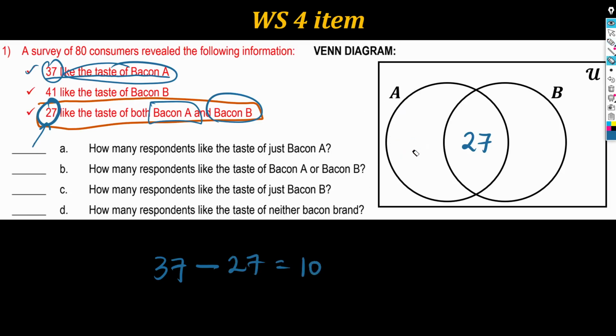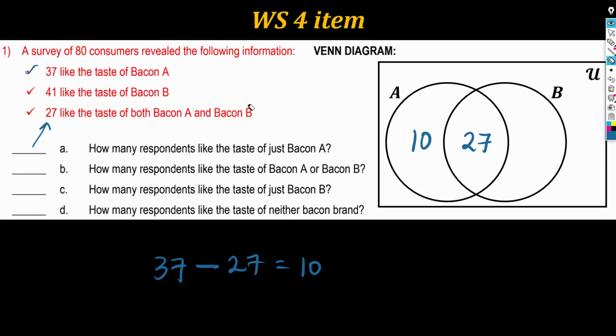In other words, ang ilalagay ko dito, not 37. Ang ilalagay ko dun ay 10 na lang. And that agrees with the given. Let me erase this annotation here. If you look at the first statement there, 37 like bacon A. Tama pa rin naman based on the diagram, because A is still this loop. And how many elements are there? Look, 10 plus 27 pa rin naman talaga, you're 37. Tama? Oh, so no problem. So by that same principle, to use the second statement, 41 like the taste of bacon B, again, I will not write 41 here because 27 of the 41 have already been accounted for.